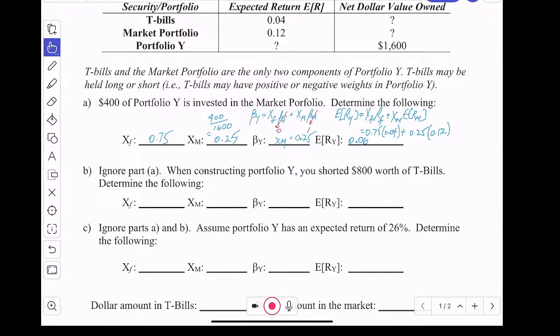So you're told to ignore part A, and instead we're going to short $800 worth of T-bills and take the value and put it towards the market portfolio. What is that going to look like?